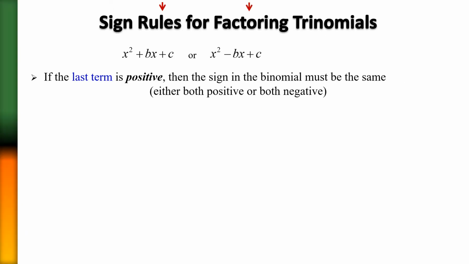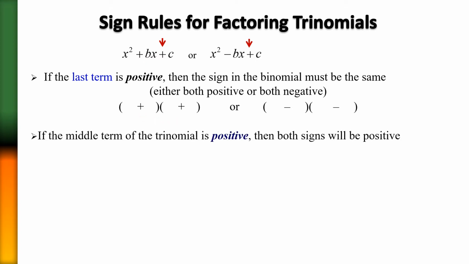If the back end of your trinomial is a positive, then that means the signs will be the same. You will have either two positives or two negatives. So here's how you determine. If the back end is a positive, again, the signs are the same. What kind of signs? Well, the middle term will tell you. Since the middle term is positive, that means you're going to have two positives.